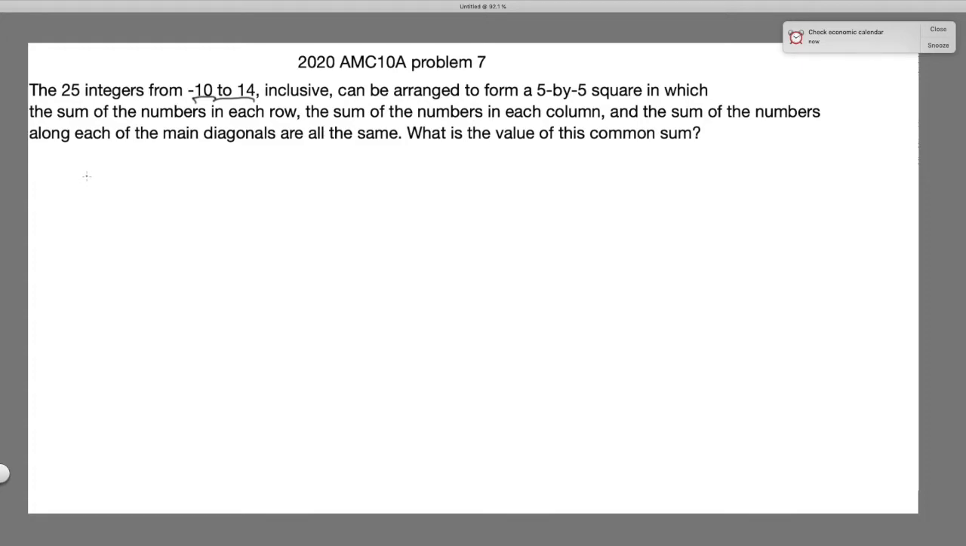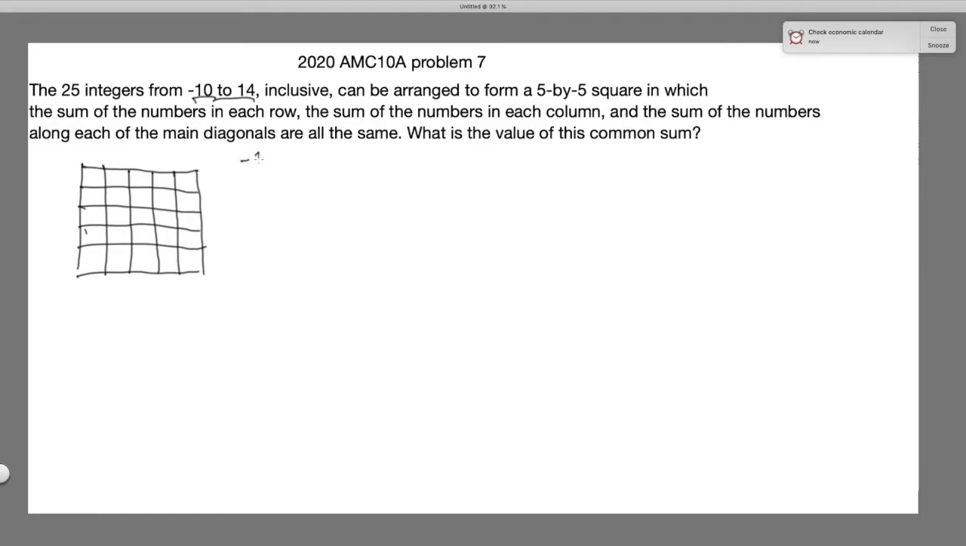So this, of course, is something called a magic square, as we learned. In this 5 by 5 square, let's just draw it. We're going to fill those 25 numbers from -10, -9, all the way to 9, 10, 11, 12, 13, 14. Those 25 numbers fill into this square such that the sum of each row, each column, and the two main diagonals are all the same. What is the value of this common sum?